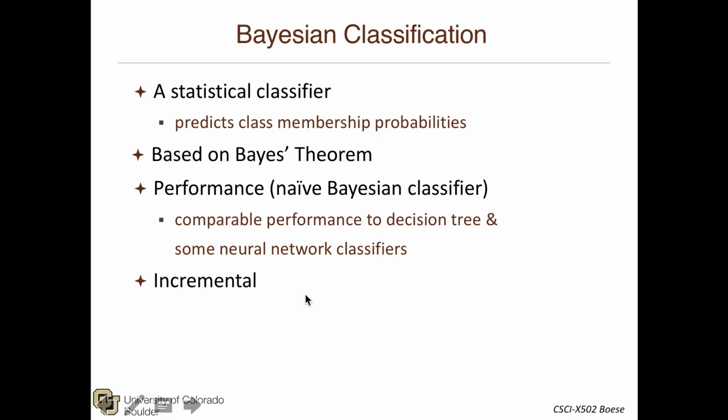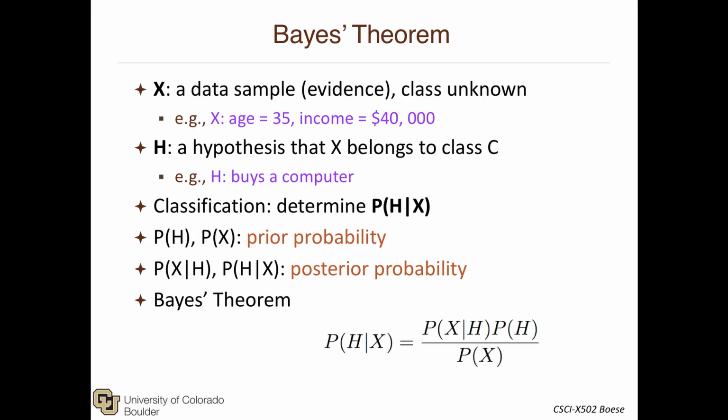And the neat thing about Bayesian classification is that it is incremental. So you can add more training data to the training set and continue to use your model. And so that's different than the decision tree, where if you add or increment into your training data set, you might need to restructure your entire tree. And so that's one of the benefits of using the Bayesian classification.